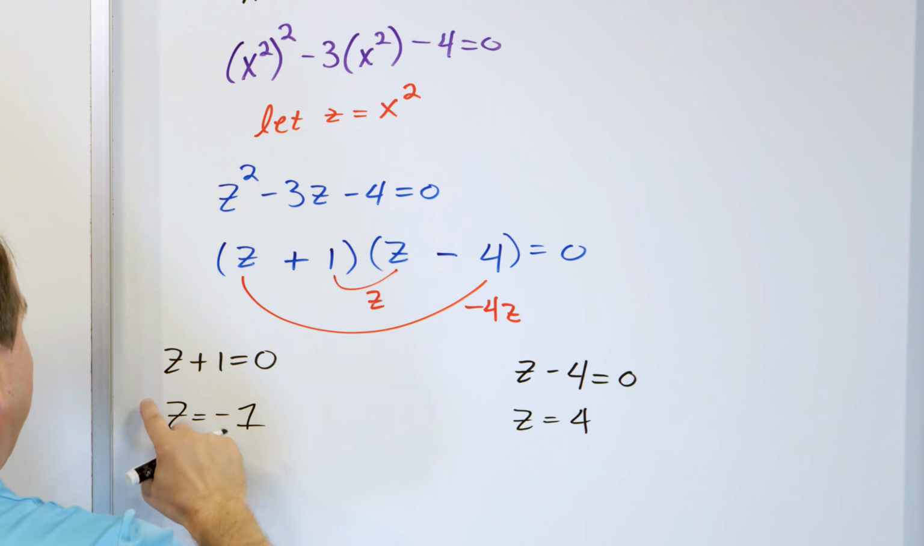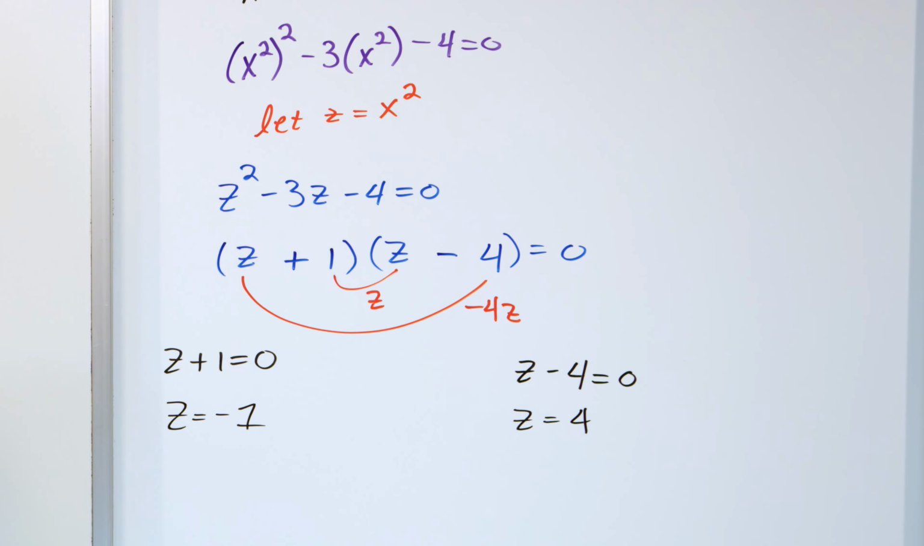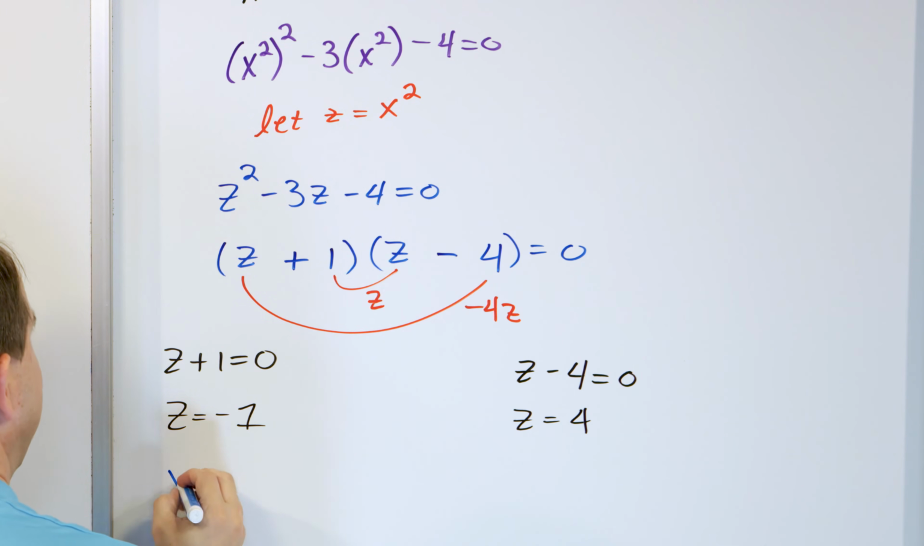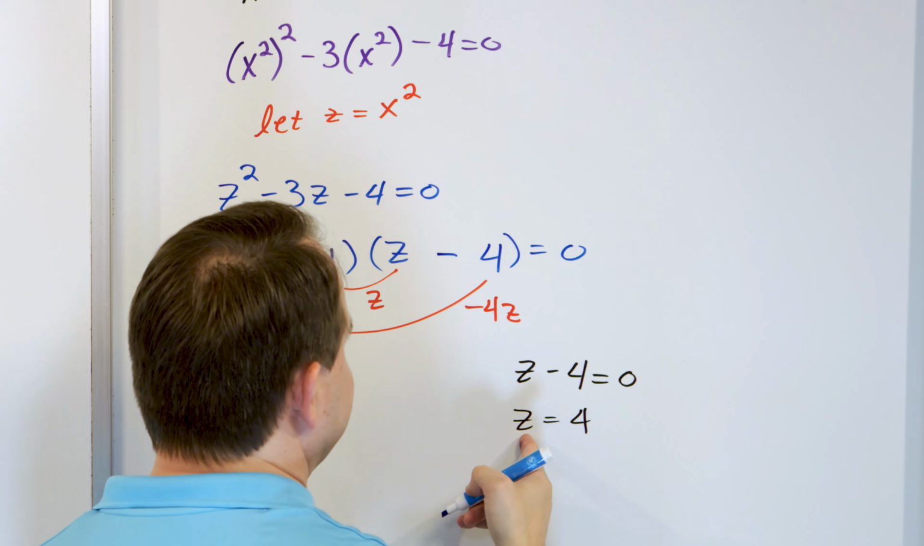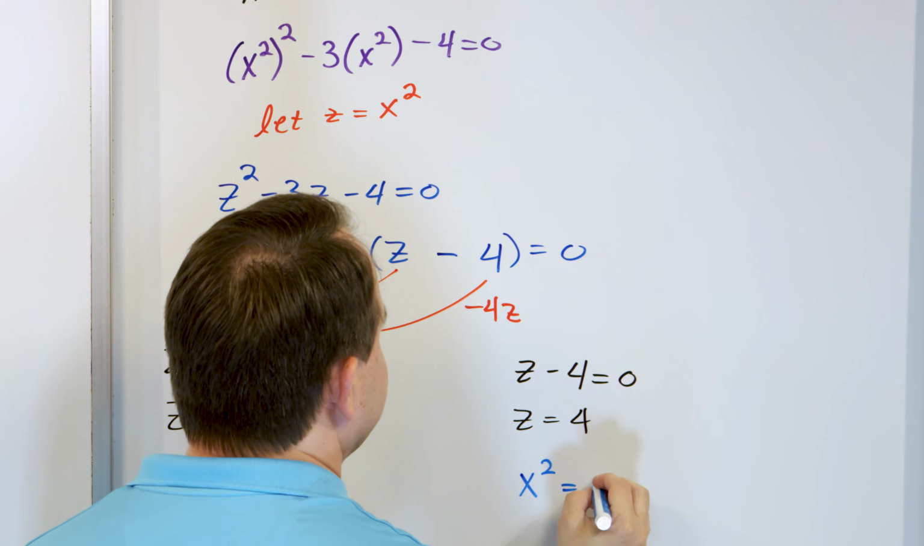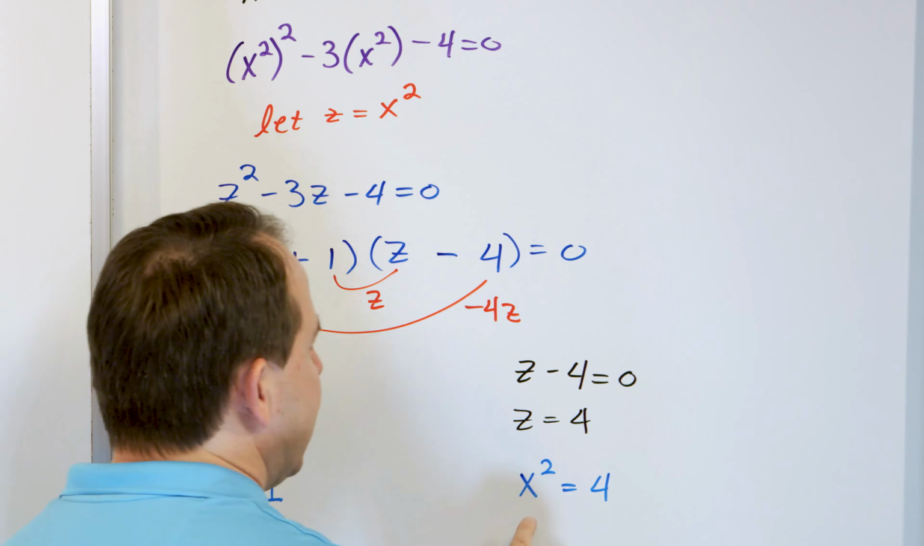z is equal to x squared. So I'm going to switch colors to do that. And then what I'm going to have is x squared is negative 1. And then over here, because z is equal to x squared, x squared is 4. Now let's work on this one first.